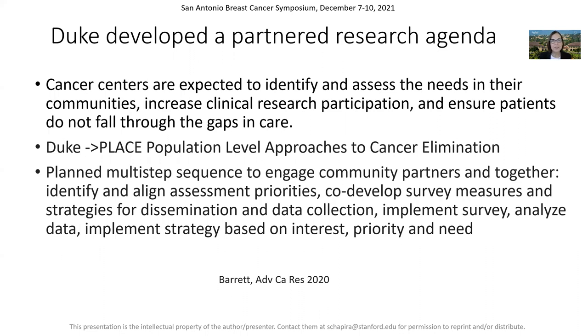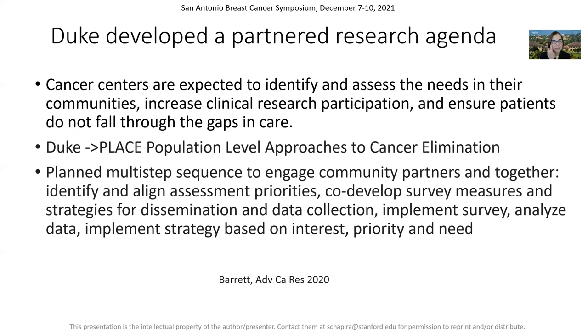One example of an institution that's published their report of a successful collaboration comes from the Duke Cancer Center, where they're partnered with community stakeholders. And they developed through this project PLACE, population level approaches to cancer elimination, a sequence of steps that they followed that were aimed at engaging the community partners and together identifying and aligning the assessment priorities. So they brought the community in even at the level of a needs assessment. They co-developed survey measures and strategies for dissemination and data collection. They implemented the survey, and then they analyzed the data and implemented strategies based on interest, community-derived priorities, and needs.